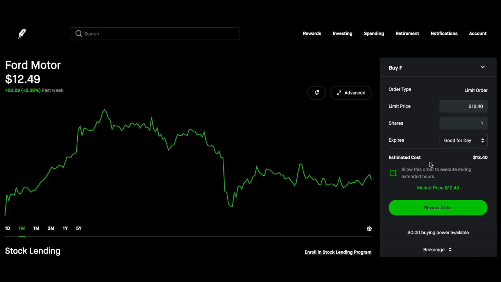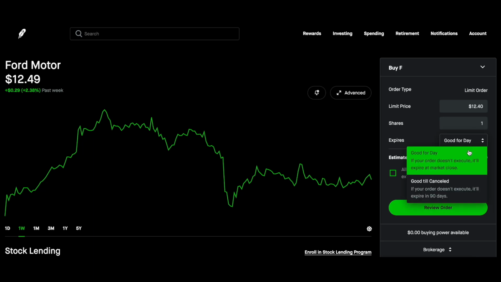This is a much safer way to buy shares because we're able to pick the exact price we're willing to pay per share. Another cool thing that we could do with limit orders is if we take a look at the expires box, we have 2 options: good for day and good till canceled. Good for day means that we can submit this order to buy 1 share of Ford at $12.40, and it'll be active from the time you click submit until 4 p.m.